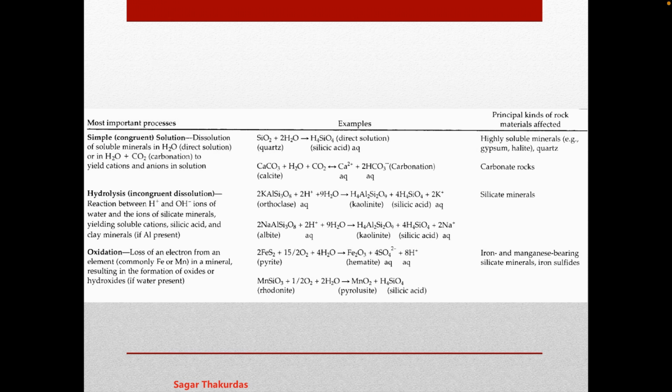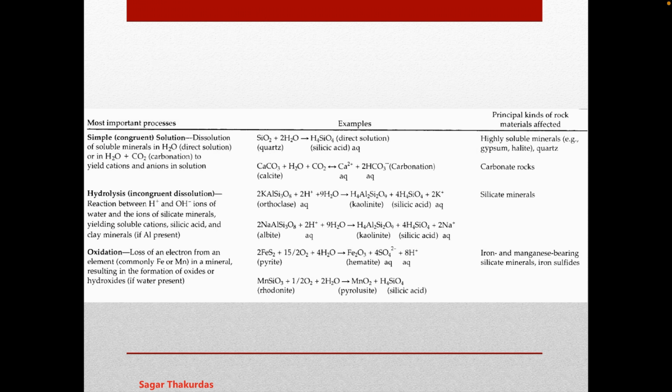Okay, so this is the chart where you can see the important chemical weathering processes listed down on the left hand side. The first one is simple solution or congruent dissolution, where the soluble minerals in presence of water or water plus carbon dioxide, that is carbonation reaction, give rise to formation of carbonic acid, and the reaction is also shown in the middle column. You can see calcite, which undergoes dissolution quite easily to give rise to calcium ions, as well as quartz sometimes undergoes this kind of dissolution. And you can see the principal rock materials which are affected on the right hand side. So carbonate rocks are mostly affected by this reaction to a larger extent.